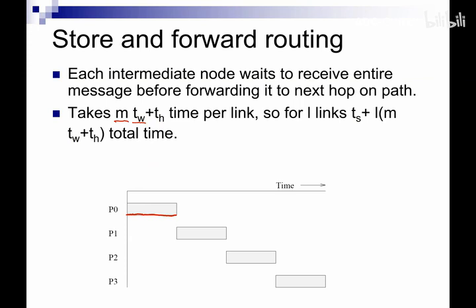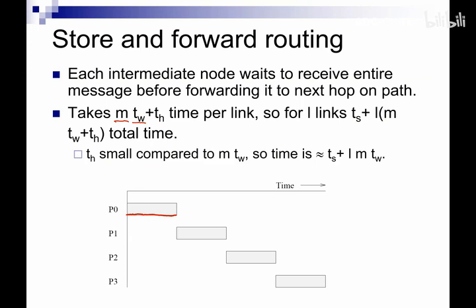And if there are l different hops between the source and the destination, then the total time is going to be t_s plus l times the per link cost. Now, usually this t_h time is going to be small compared to this m times t_w time. So we can just ignore this term and simplify the previous expression to the startup time plus the number of hops times the message size times the per word time to transfer a message.